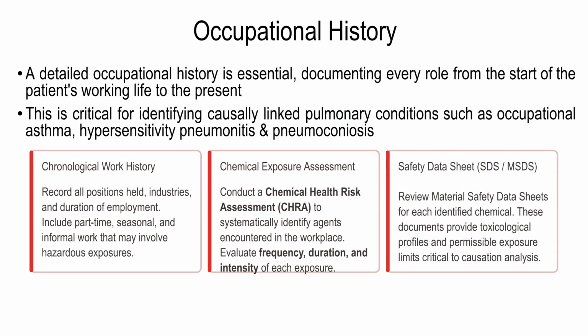A detailed occupational history is critical for identifying causally linked pulmonary conditions. This includes a chronological work history, a chemical exposure assessment focusing on frequency, duration, and intensity, and reviewing safety data sheets, SDS, for toxicological profiles and exposure limits.